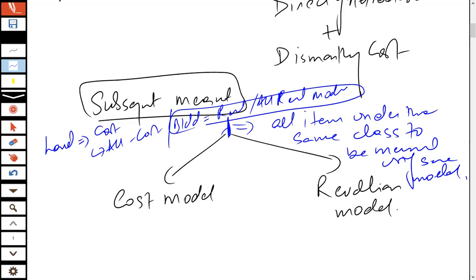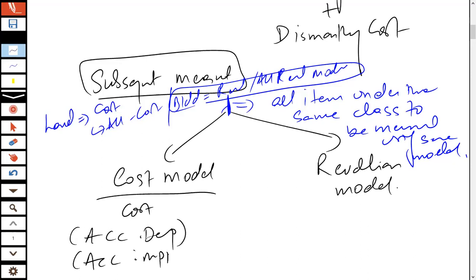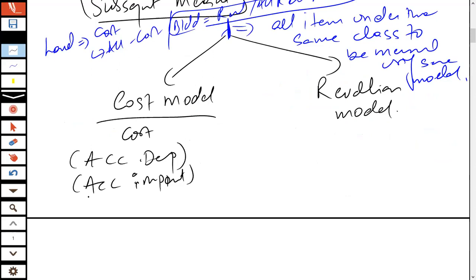So when it comes to the subsequent measurement of the property, plant, equipment, you can measure it using either the cost model or the revaluation model. What is the cost model? The cost model is the cost less accumulated depreciation, less accumulated impairment. So if we apply the cost model, it is the cost less accumulated depreciation, less accumulated impairment.